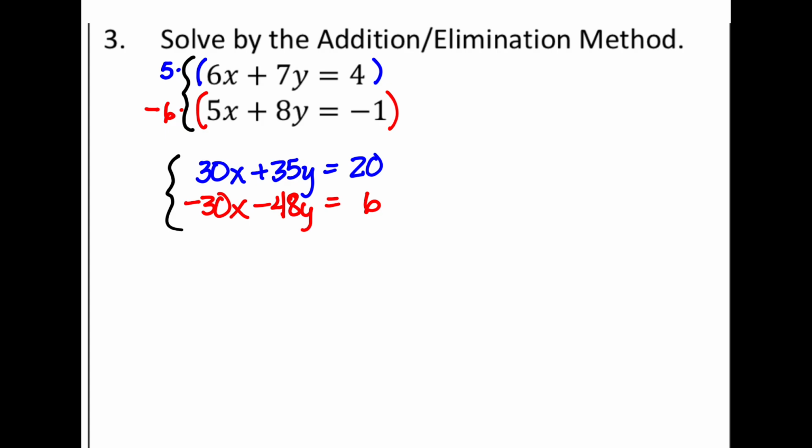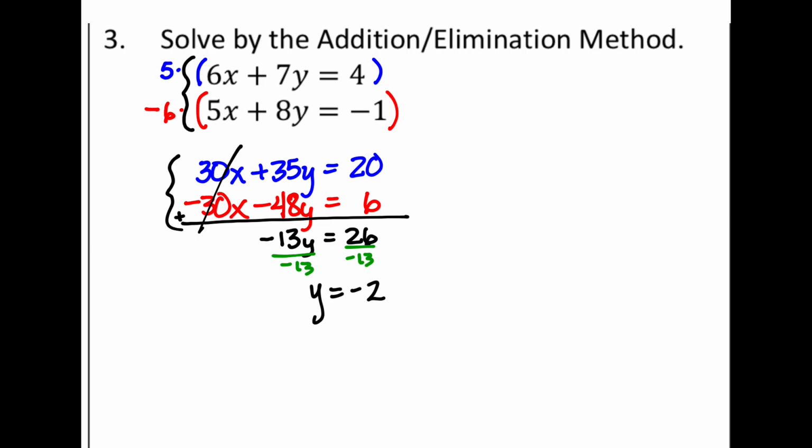Right now, I can add those instantly because of what I chose to multiply by, and the x's are eliminated. So now I get negative 13y equals 26. Okay, divide by negative 13. So I get y equals negative 2.